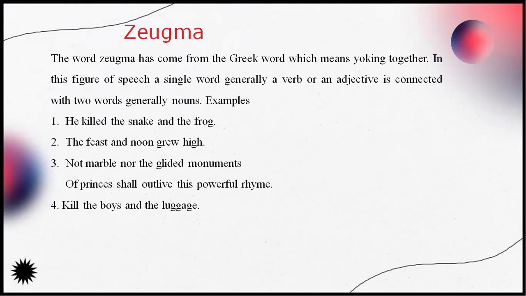Means यहाँ पर he killed the snake and the frog. दोनों चीजों का यूज कर रहा है. ठीक है. The figure of speech is a single word, generally a verb or an adjective is connected with two words. He killed the snake and the frog. Kill जो एक verb है वो दो नाउन के लिए यूज हुआ है, मीन्स स्नेक एंड फ्रॉग के लिए. इसी तरह से सेकेंड एग्जाम्पल है, द फीस्ट एंड नून ग्रू हाई. ग्रू जो एक वर्ब है वो फीस्ट एंड नून दो के लिए यूज हुआ है. ठीक है. मीन्स एक वर्ब दो नाउन के लिए जब यूज होगा तो उस केस में वहां पर कौन सा फिगर ऑफ स्पीच होगा? ज़्यूगमा. ओके.